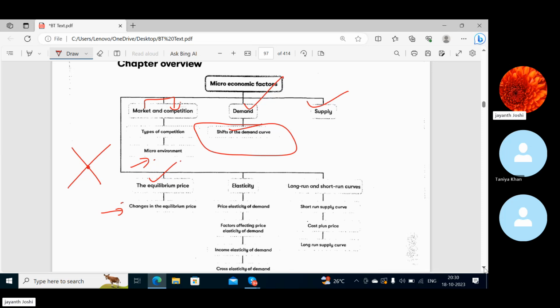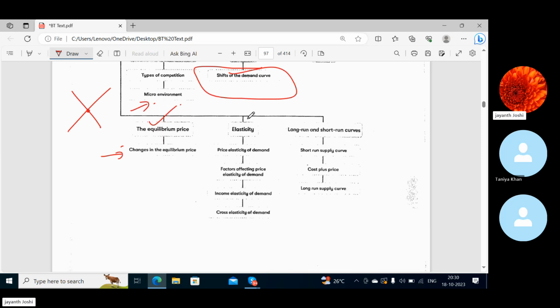Then we are going to see how the demand behaves with respect to changes in certain factors: elasticity of demand, or how demand responds to changes in determinants of demand, the factors on which the demand depends. I'm speaking about price. So demand depends upon price. So how the demand responds to changes in this factor, we're going to study that. Then we are going to study the factors affecting price elasticity of demand.